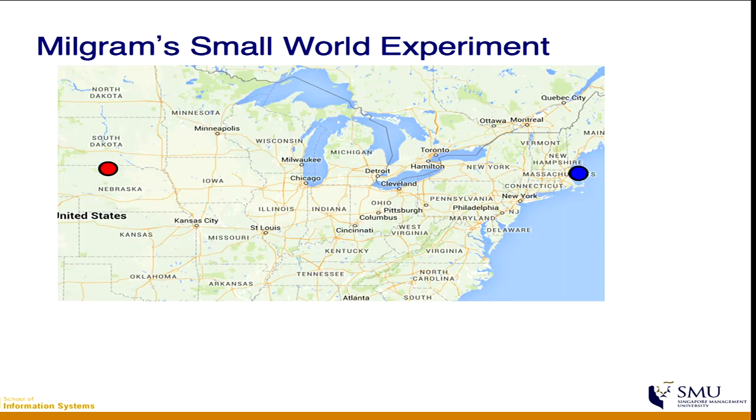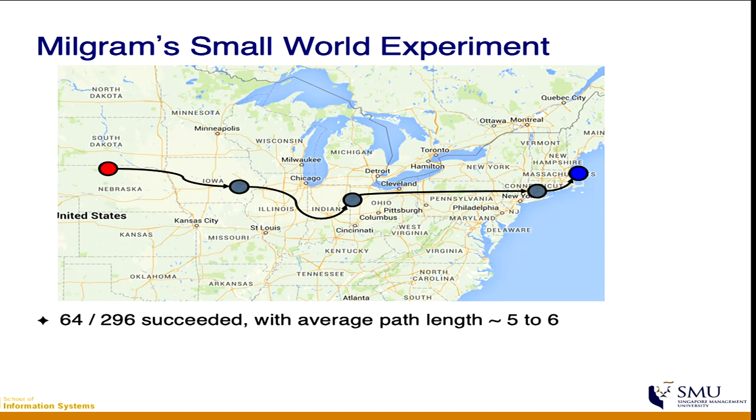And when the experiment went on, it turns out that some of these acquaintances in fact cross cities, and through a series of connections, eventually you go from Omaha, Nebraska, all the way to Boston, Massachusetts. He sent out about 300 of them. 60 eventually reached the recipient. And the others probably didn't follow the instructions and so on.